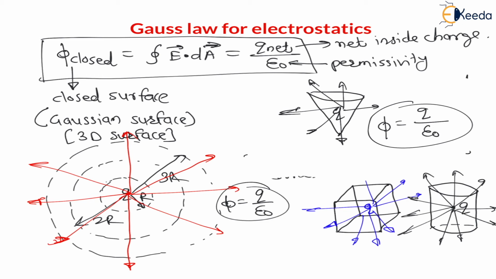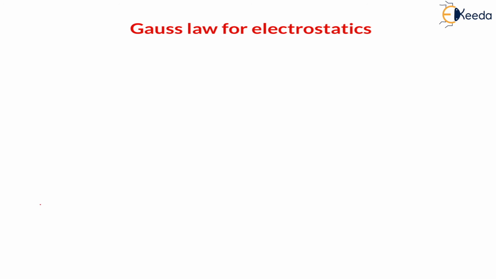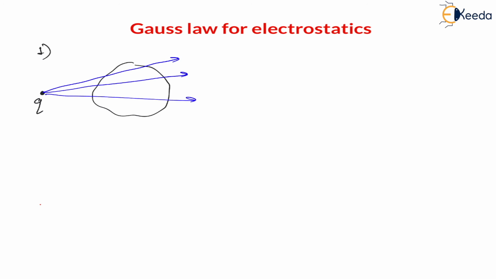Now let us understand a few cases. Let us say in the first case, this is a closed surface, any surface, right? This is a closed surface, but the charge is kept outside. Now in this case, what will happen? Because of this charge, the electric field emitted from this charge is also passing through this closed surface and also passing through other points like this, right? Means this closed surface is coming in contact with this electric field also, right?